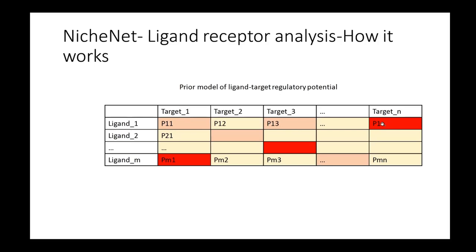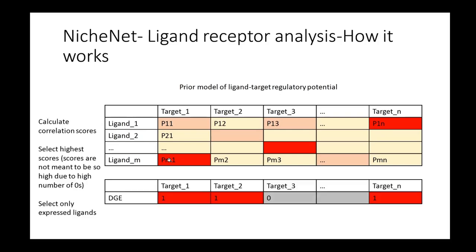And so I put in dark red the higher potential for this illustration, and in yellow, you would have less potential of regulation. So this ligand number one would be able to very much influence the gene expression of gene number N. And the ligand number M is very likely to change the expression of gene number one. So this is their table of prior knowledge.